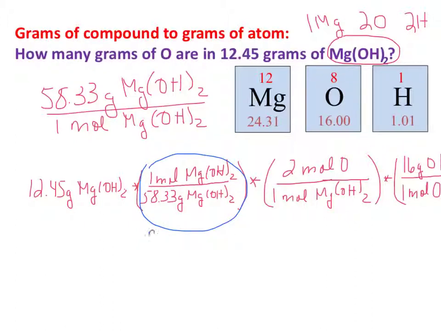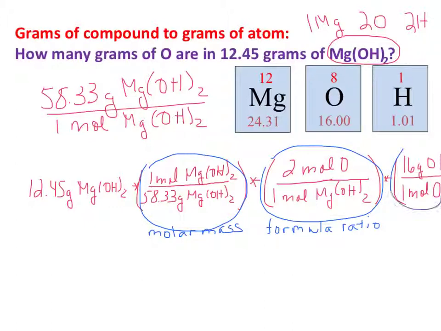Now, a couple things about these ratios. This is a molar mass. This is a formula ratio. It's a ratio of materials in the compound. And this is again a molar mass, this time of 1 mole of oxygen atoms.